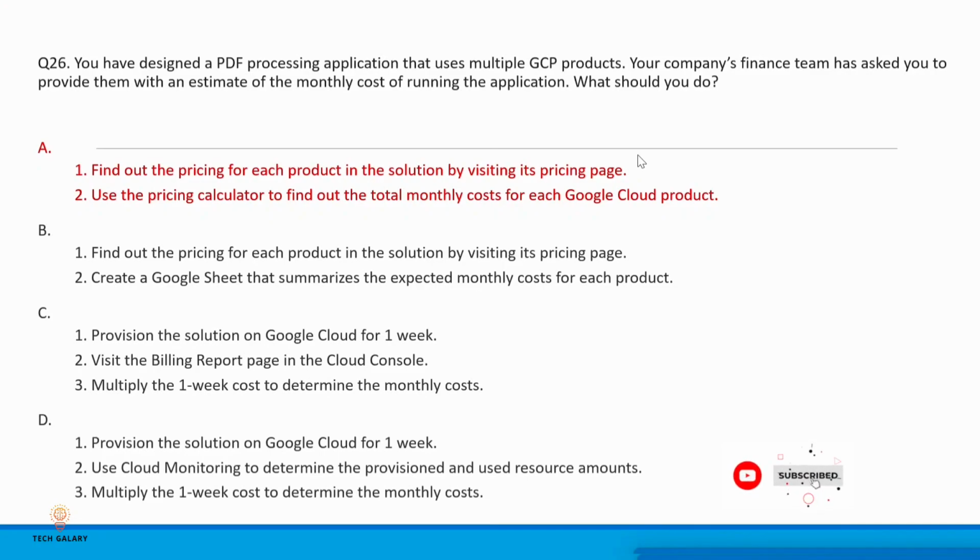Now let's check the option A. Find out the pricing for each product in the solution by visiting its pricing page. Use a pricing calculator to find out the total monthly cost for each Google Cloud product. So this option is the best solution for this scenario since the pricing calculator is the fastest and it also provides an accurate way to calculate pricing for the GCP. So option A is correct.